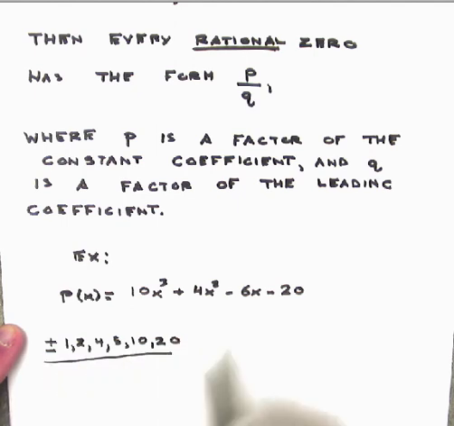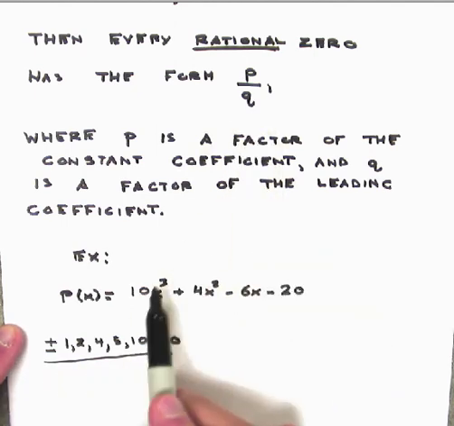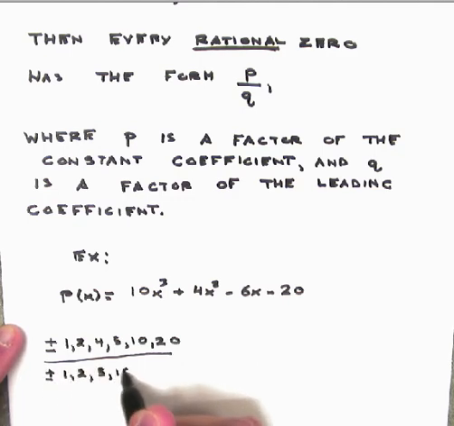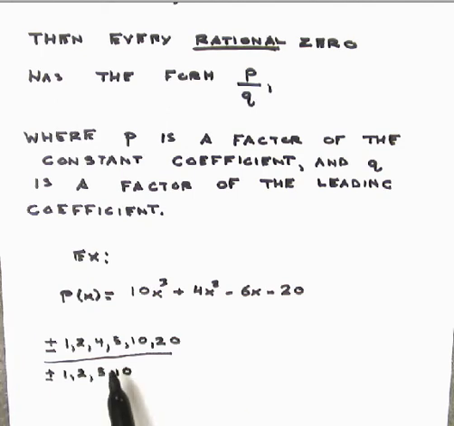Divided by q, which is the factors of the leading coefficient, which is 10. So those factors are plus or minus 1, 2, 5, and 10. So combinations of these numbers are the numbers I would test until I get a remainder of 0, and I'll have a factor or zero of the polynomial. So I'd have to test positive negative 1, positive negative 1/2, positive negative 1/5, positive negative 1/10, etc., until I find a winner.